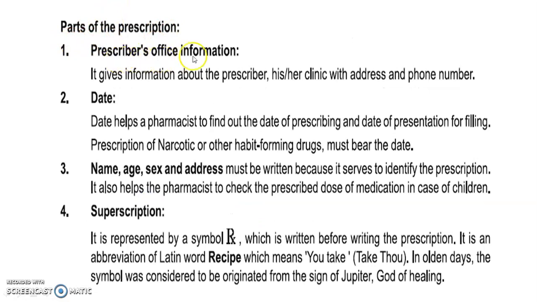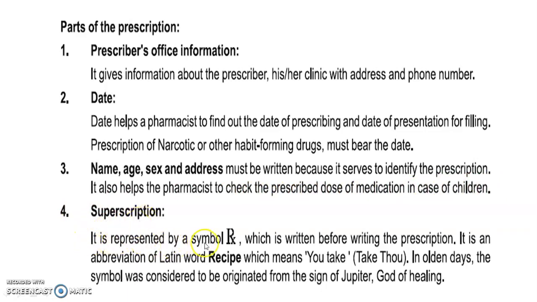Parts of the prescription. The prescriber's office information gives the information about the prescriber, his or her clinic, with the address and the phone number. Date helps a pharmacist to find out the date of prescribing and date of presentation for filing. The prescription for narcotic or other habit forming drugs must bear the date. Then name, age, sex and the address must be written because it serves to identify the prescription. It also helps the pharmacist to check the prescribed dose of the medication in case of children.